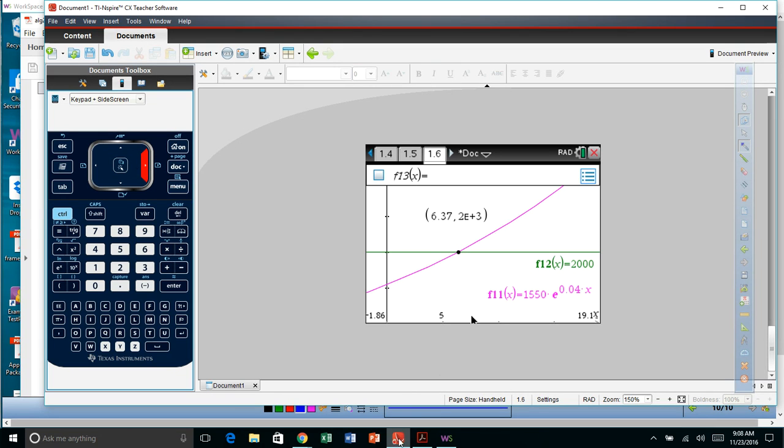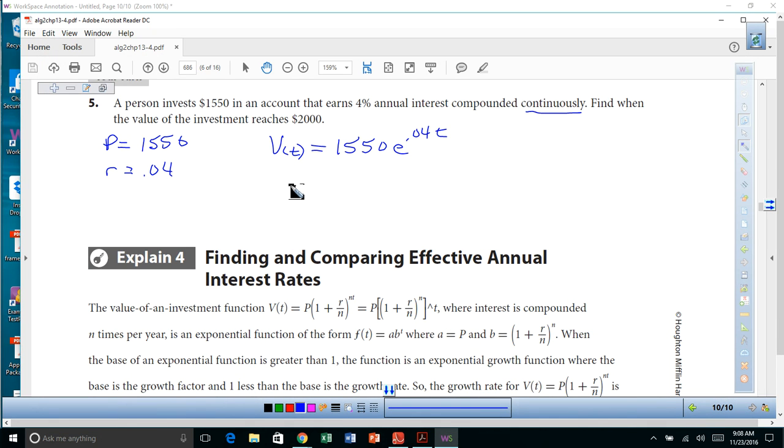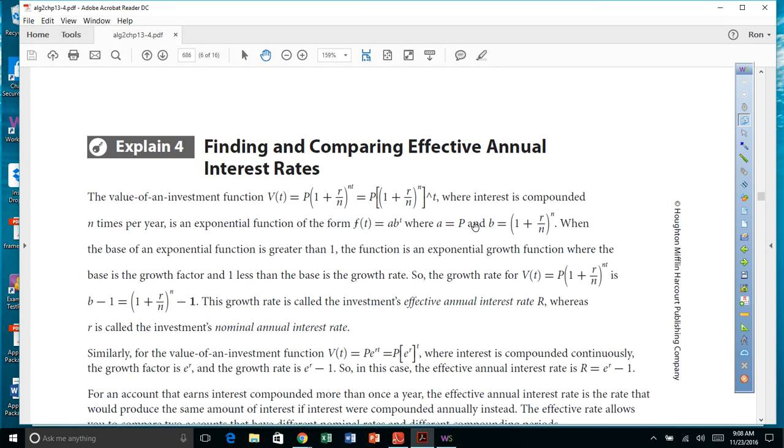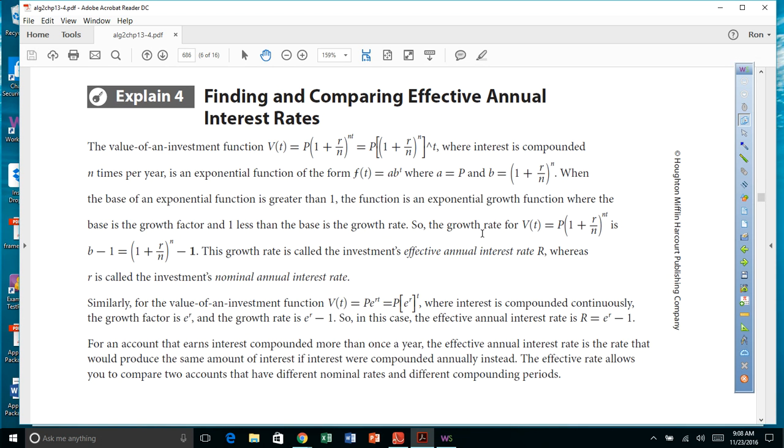All right. So what do we got? I got t is approximately 6.37 years. Cool. Now, finding and comparing effective annual interest rates.